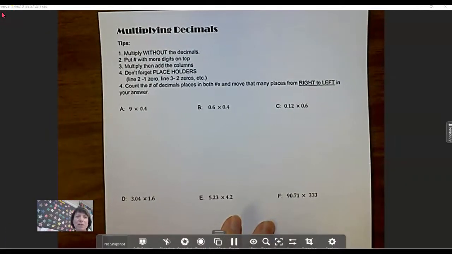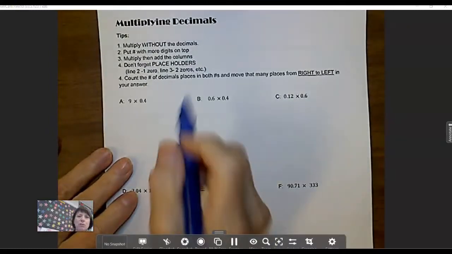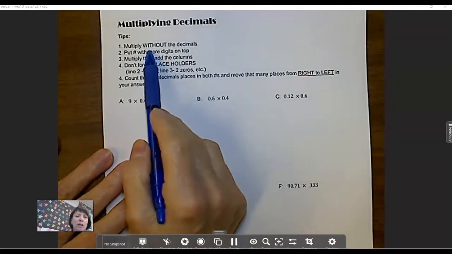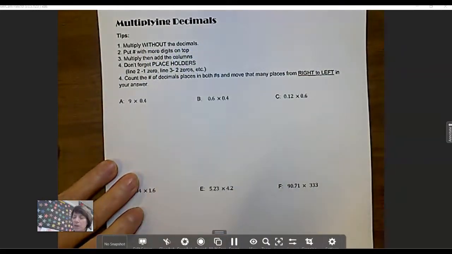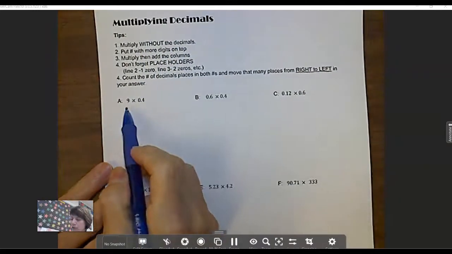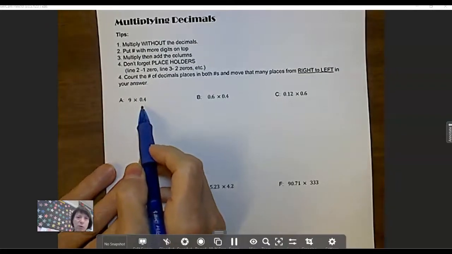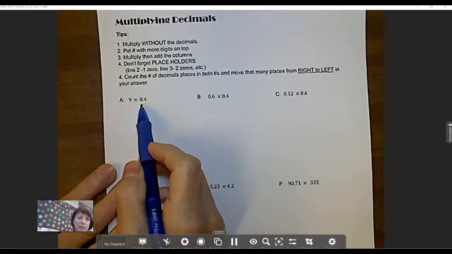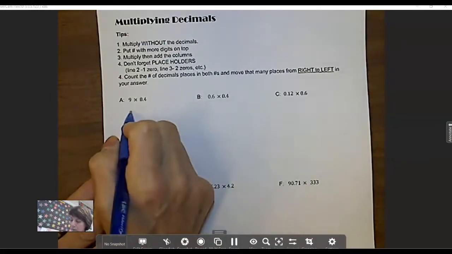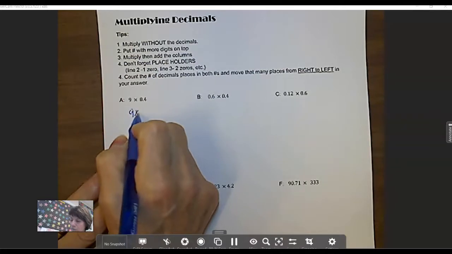Hey everyone, today we are going to learn to multiply decimals. So here's the good news. We're going to first multiply without any decimals at all, just like we normally multiply numbers. So I've got my first number here. It's 9 times 0.4. I'm going to ignore the decimal altogether. I'm going to ignore any lead zeros, and I'm just going to make this problem 9 times 4.